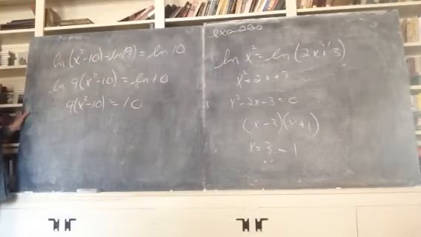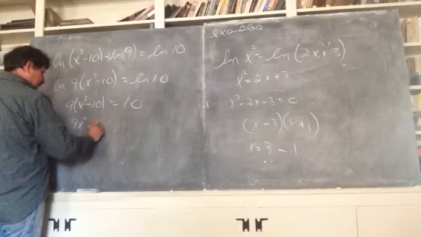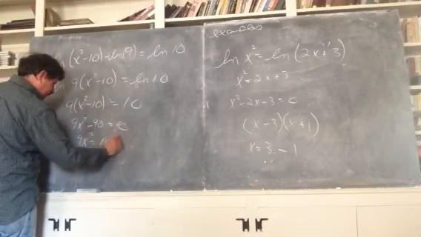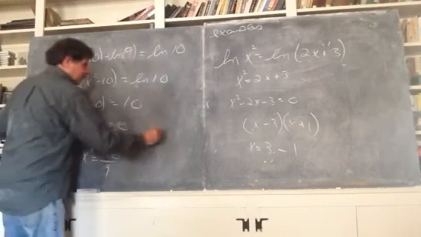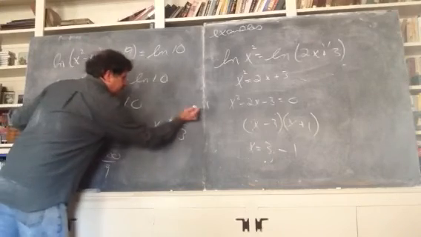Why the tens? I wonder where I got this example. I don't know, but it will just follow through. 9x squared minus 90 equals 10. 9x squared equals 100. x squared equals 100/9. x equals plus or minus 10 thirds.